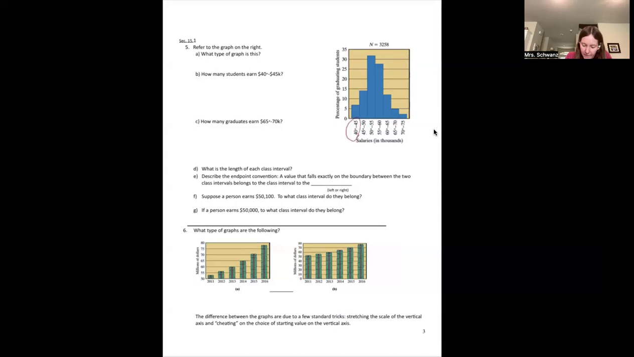And this one means more than 45,000 up to 50,000. And this means more than 50,000 up to 55,000. And so on. So we're going to count the number of people, and it looks like they had 3,258 people that they sampled.